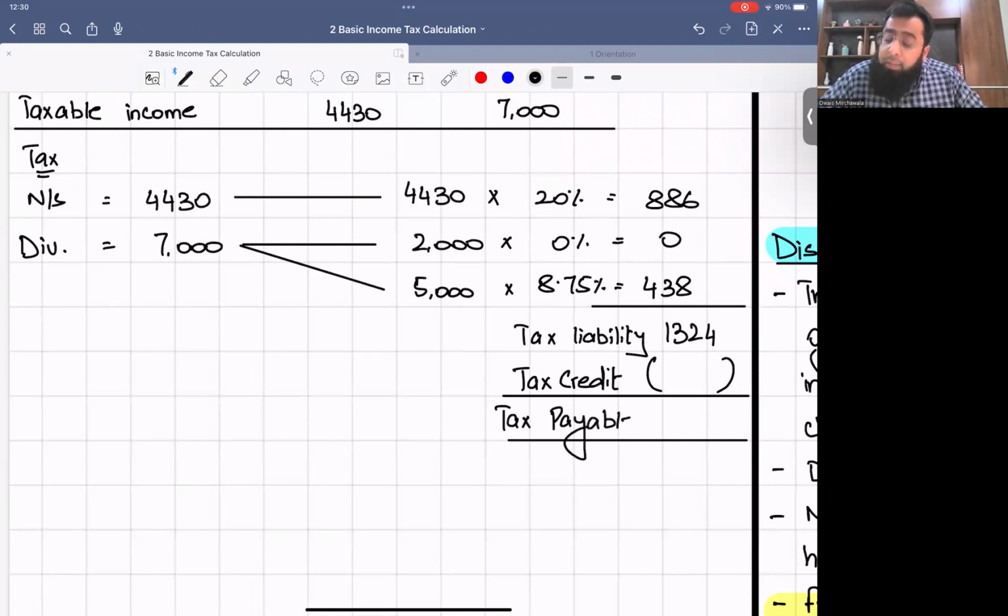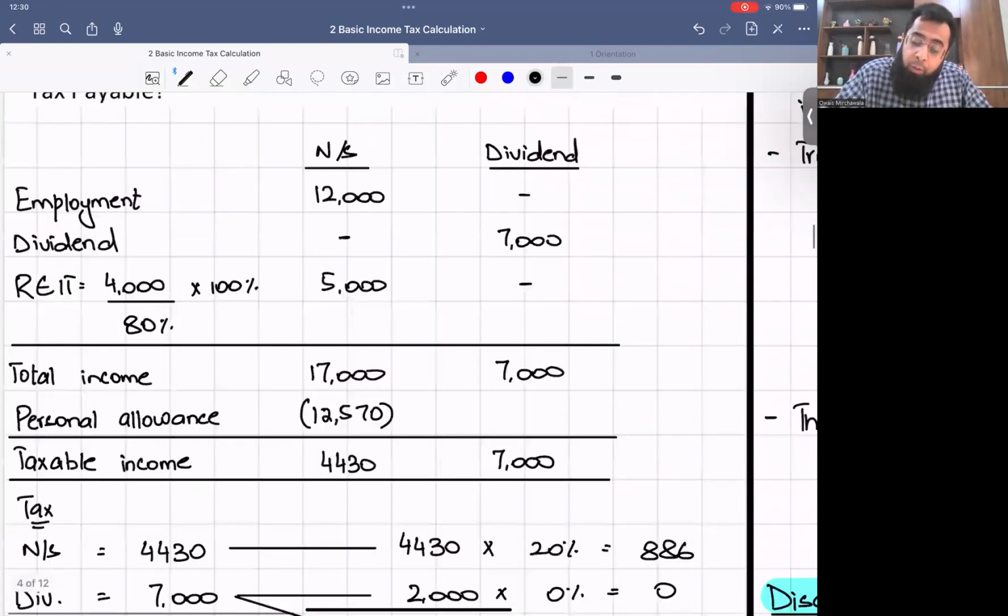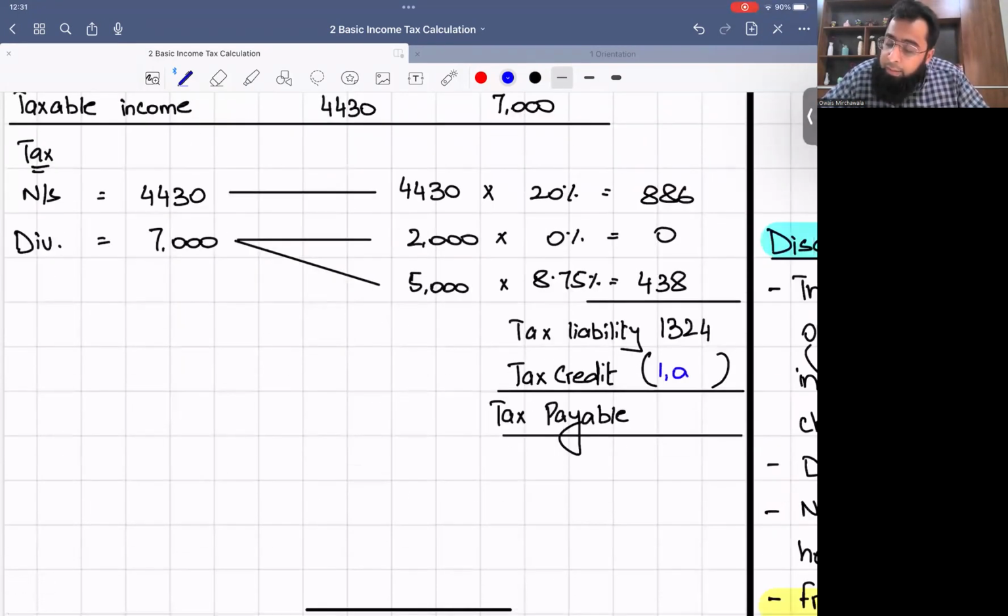Okay. So what is the tax credit? We grossed up 4,000 to 5,000. The credit amount is 1,000, the difference between net and gross. So 1,000 is the credit. So the tax payable will be 324.